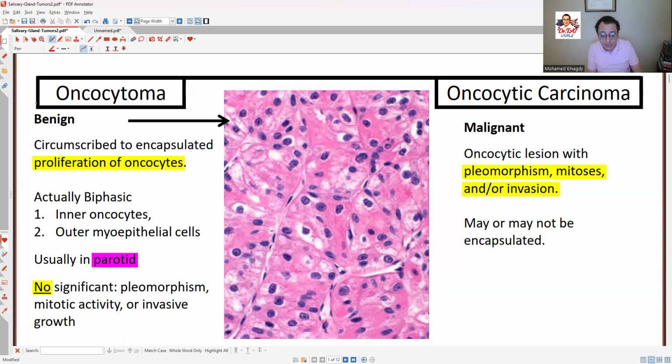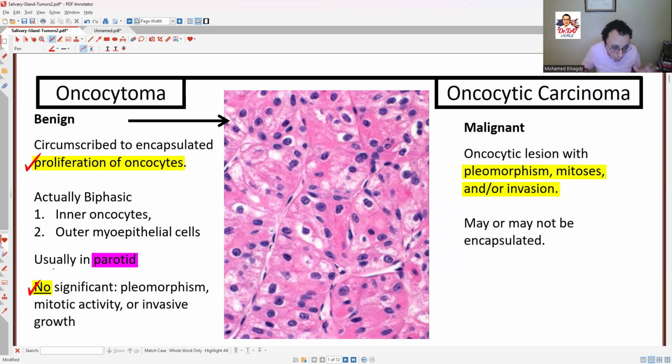So the first entity is oncocytoma / oncocytic carcinoma. In both of these tumors, you would just see proliferation of oncocytes. The classic oncocytes that I was talking to you about, you will see that it's occupying the whole mass. It's occupying the whole tumor. What differentiates whether this is oncocytoma or oncocytic carcinoma is the malignant features. Presence versus absence of malignant features.